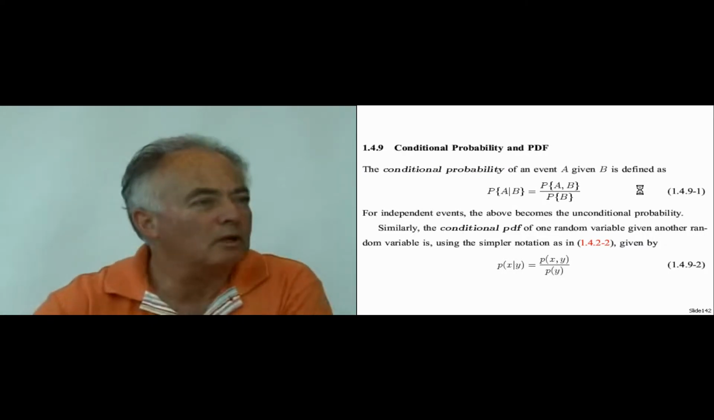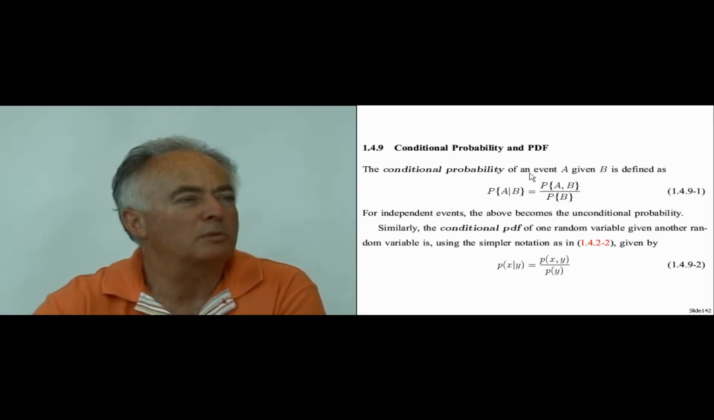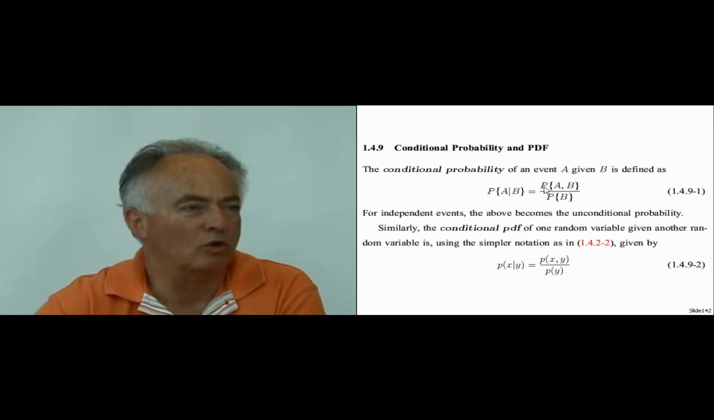Conditional probability and PDF. The conditional probability of an event A given another event B, denoted as P(A|B), is defined as the ratio of the probability of the joint occurrence, P(A and B), and the probability of B.